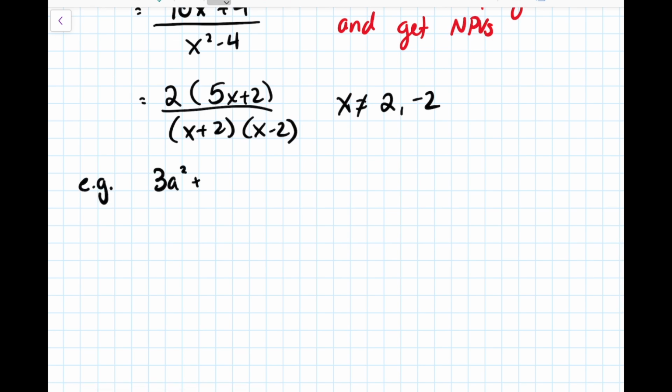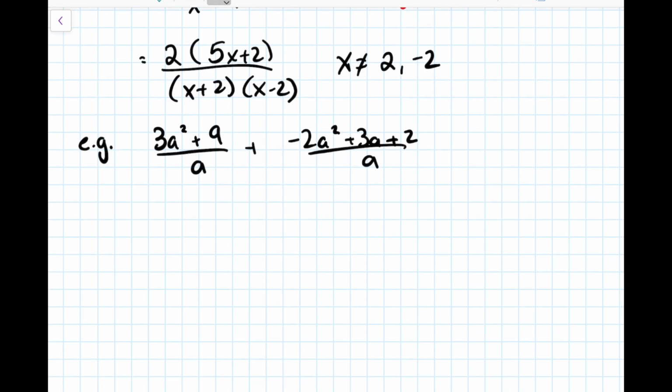All right, on to the next one. So 3a squared plus 9 over a plus negative 2a squared plus 3a plus 2 also over a. So we're going to add those together. 3a squared plus negative 2a squared is just going to get me a squared. 3a is the only a term, so it's just going to be plus 3a. And then 9 plus 2 is going to get me 11. And all of that is over a. So this actually doesn't factor, right? Nothing's going to multiply to 11 and add to 3, at least nothing with whole numbers. So this one just stays as is, and we get our NPV of a cannot be 0.